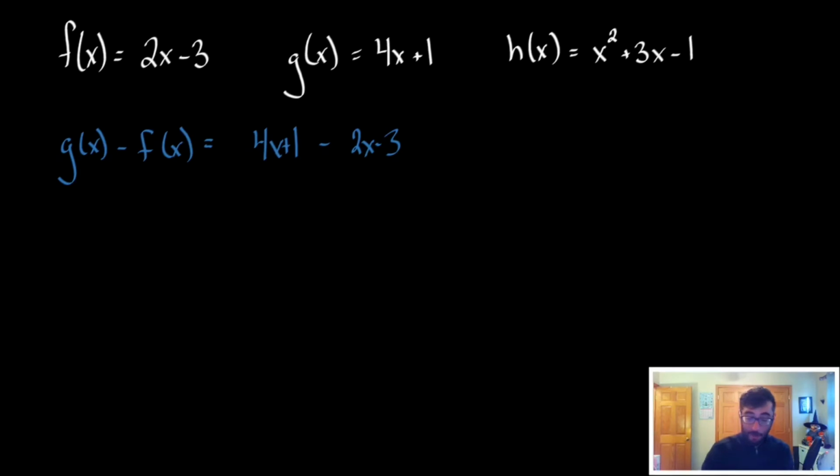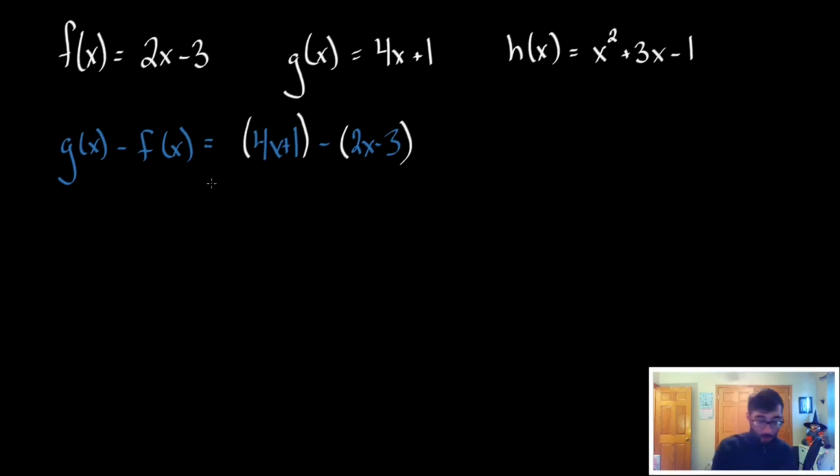So I need to make sure that I actually distribute that negative to everything in that second function. So what I do recommend doing is putting parentheses around your functions. With addition, it's not as necessary, but with subtraction, it's generally a good idea. That way, we can take care of distributing the negative.